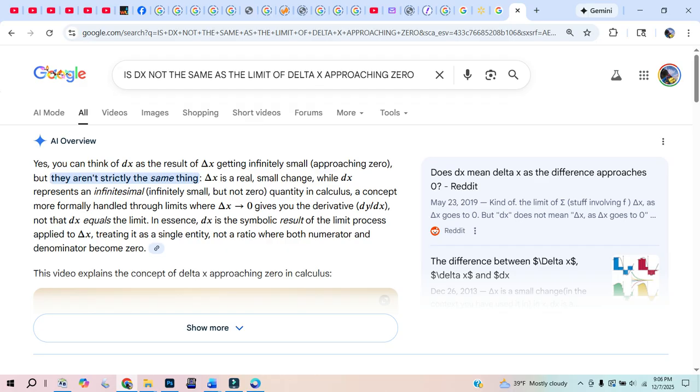Delta x is real. It's a small change, while dx, well, I don't even think it's actually getting what I'm talking about. But yeah, it represents an infinitesimally small, but not 0. And that's where that YouTuber was for sure spot on. Be like, hey, you can't set up a limit where delta x goes to 0, because then I think you physically give it a 0 quantity. And I don't think this really explains that.